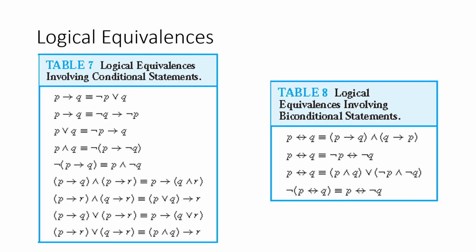Then the quantity P implies Q and the quantity P implies R is equivalent to P implies the quantity Q and R. Then the quantity P implies R and the quantity Q implies R is equivalent to the quantity P or Q implies R. Then you also have the other two statements.